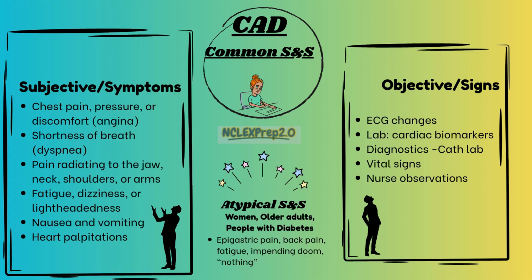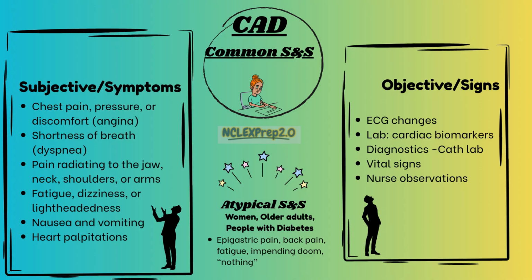So how will you know your patient is presenting with coronary artery disease and not any other thing? Subjective symptoms are what the patient says in their own words: chest pain, pressure that feels like an elephant lying on my chest. It might be radiating to the jawline, left shoulder, left arm, shortness of breath, fatigue, dizziness, lightheadedness. Some may have nausea and vomiting as well. And then objective signs, of course, are whatever the nurse or the doctor is seeing: EKG changes, cardiac biomarkers in the labs present. We take them to the cath lab and we find out there's an occlusion. Vital signs will tell us.